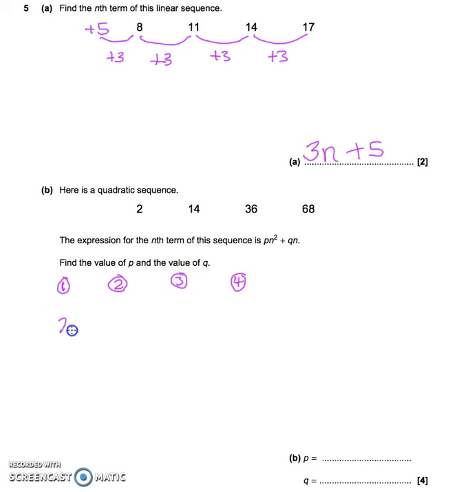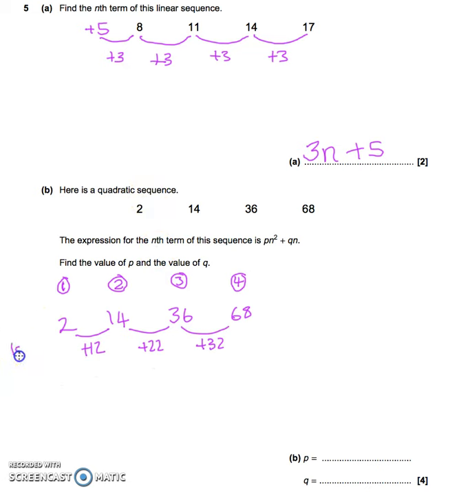So we've been given the numbers 2, 14, 36, and 68. Now, obviously, this is a calculator paper problem, so you could use the calculator to find the difference between these numbers if you wanted to. The difference between these two is 12, the difference between these two is 22, and the difference between these two is 32. So you could find those. Clearly, that's not the same difference each time.